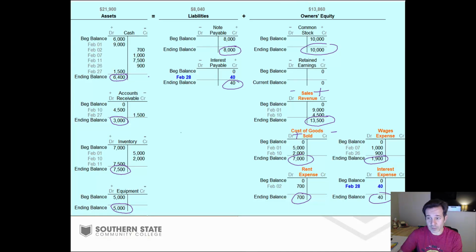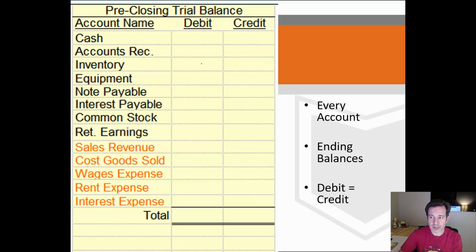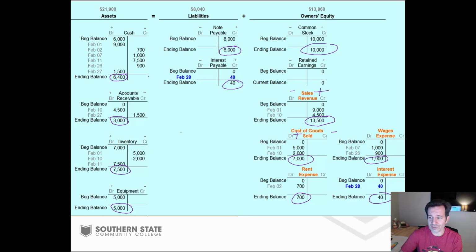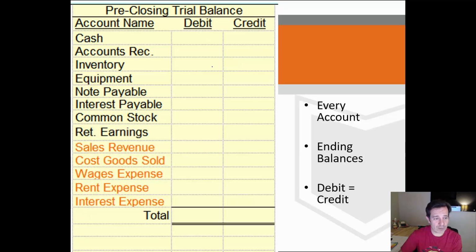Okay? So what I'm going to do, I'm just going to take the numbers right here off my general ledger balances and plug them into the trial balance. So I'm going to pause and go ahead and fill this out, and you can do the same, and then you can check your numbers against mine. Check and see if you come up with the same.